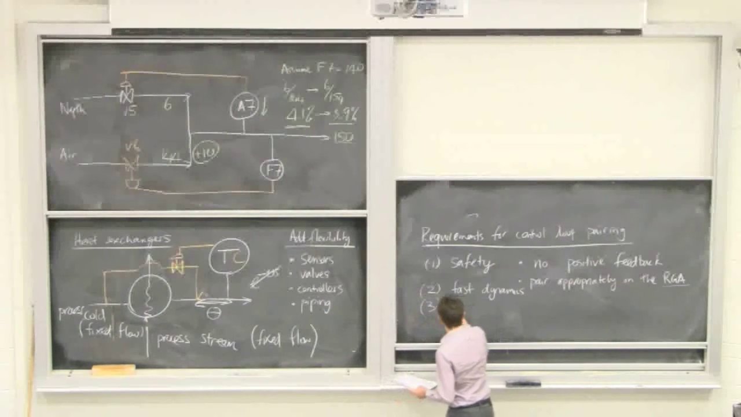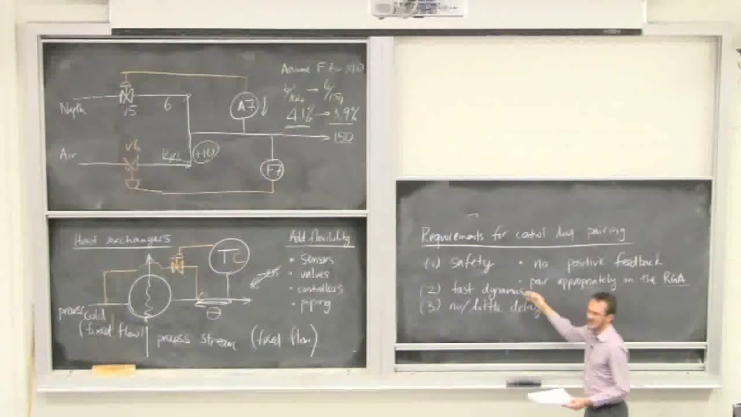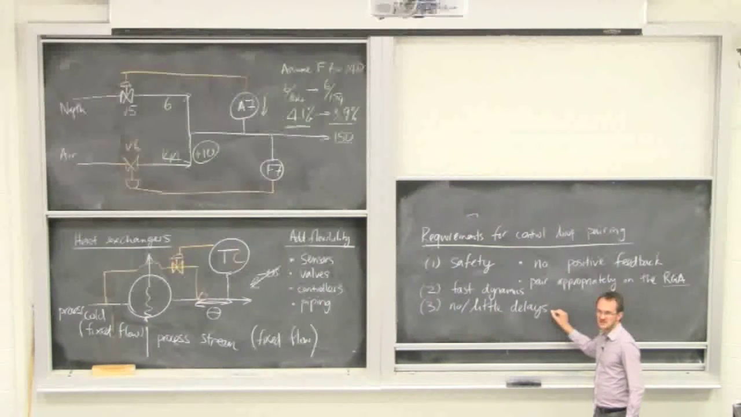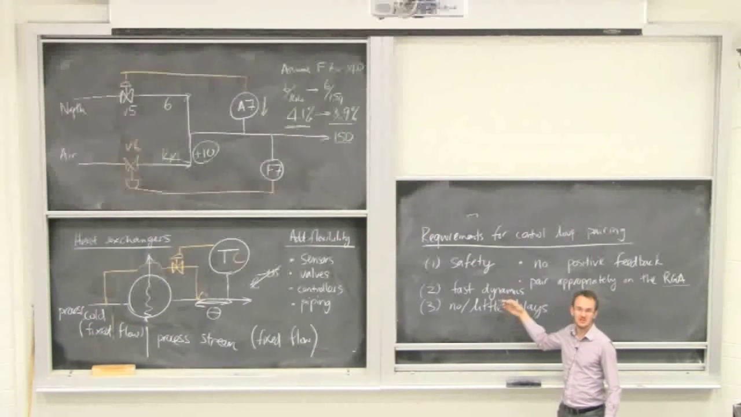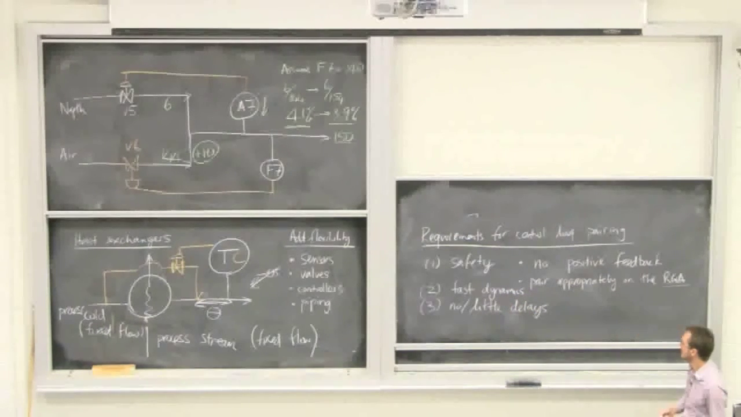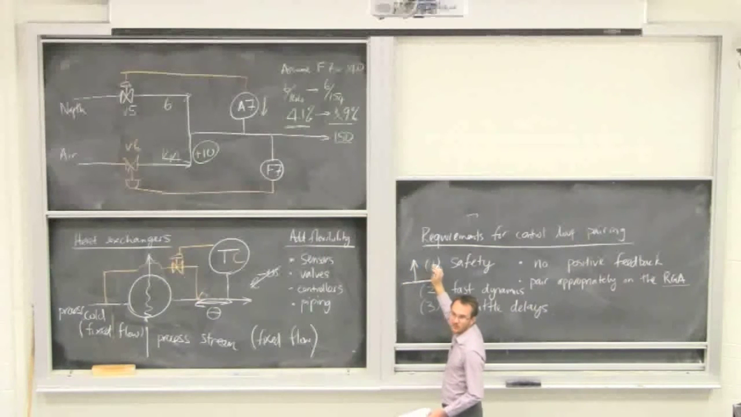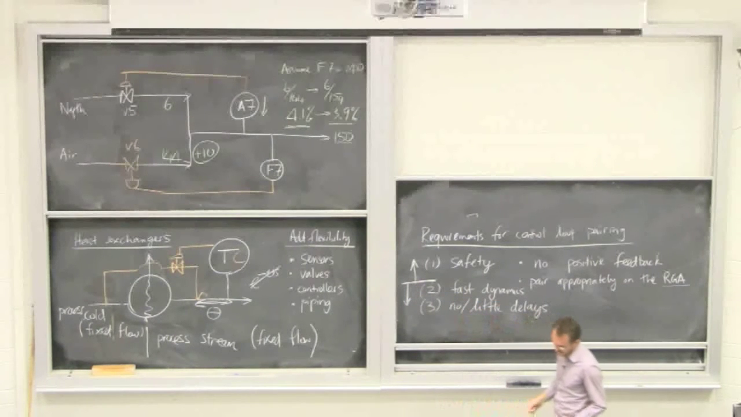Also, no or little delay. That goes hand in hand with the fast dynamics, because we learned in 3P4, very importantly, that with any delay you have to detune your controller. You have to reduce the aggressiveness of your controller if there's long time delays. And when you reduce the aggressiveness of your controller, you're producing off-spec product for a longer duration. You're reducing the quality of your product. So again, it plays into economics. As Dr. Marlin said in the prior class, safety ranks first, and we work hard at that until we get that right. Everything else is economics after that.